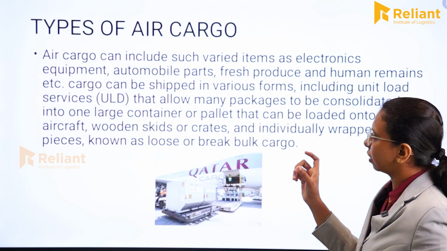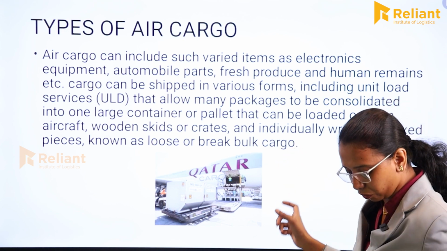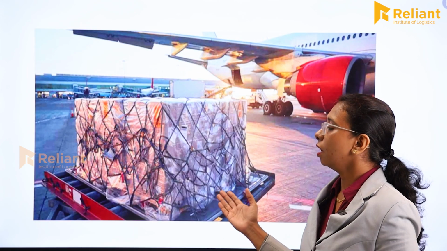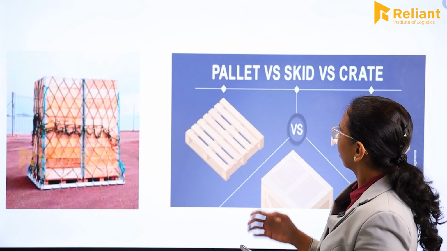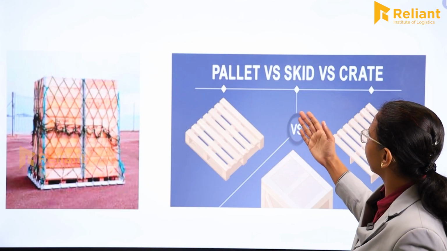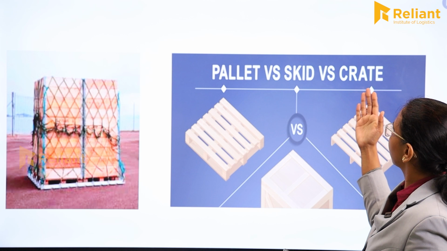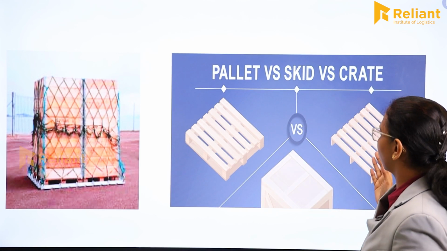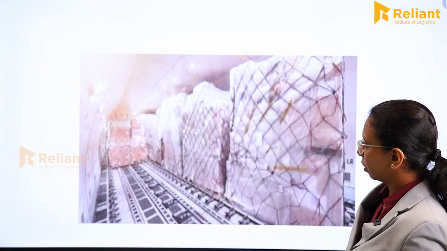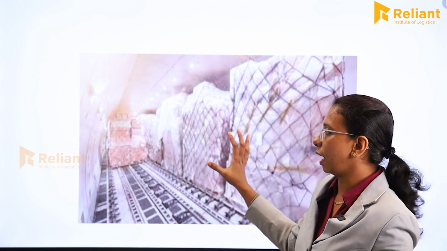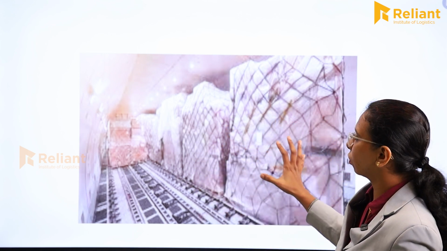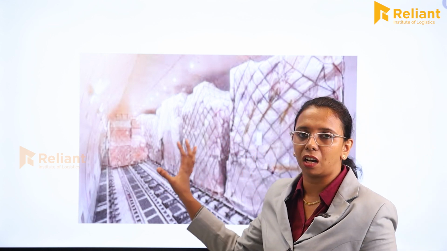So we can see what a ULD is and what each of these equipments is connected with. Here we can see the image of break bulk cargo. This one is pallets versus skids versus crates. This we can call pallets or crates. This is also how the cargo is loaded inside a cargo aircraft. This aircraft is maintained only for cargo.